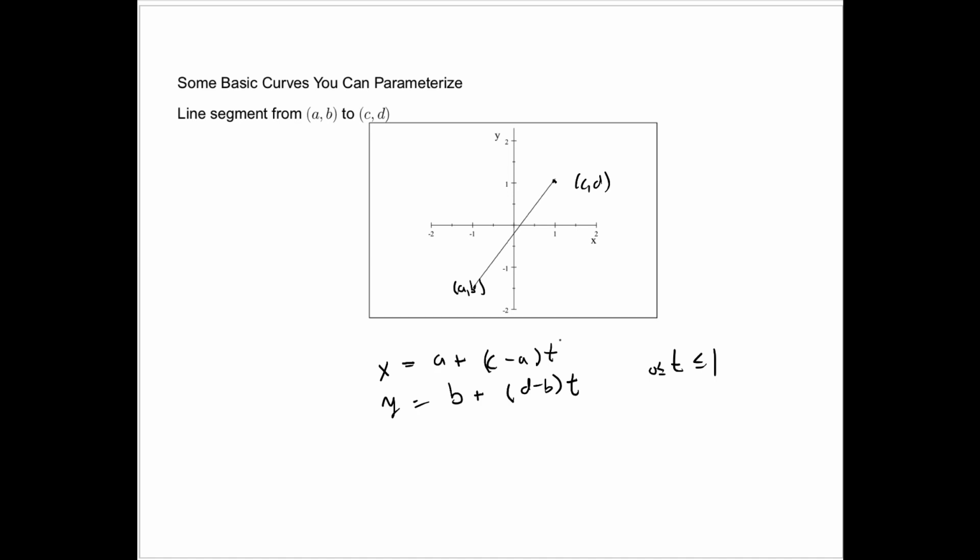You can see easily that when t equals 0, we're at the point (a, b) here. That's our beginning point for the curve. And when t equals 1, we end up exactly at the point (c, d). And we trace out exactly this line segment moving in this direction here.